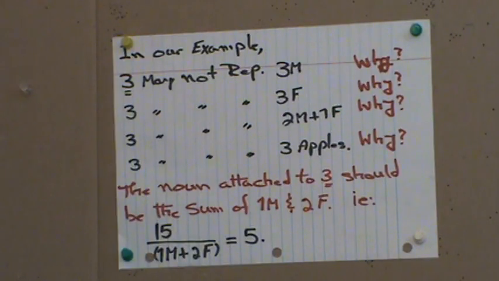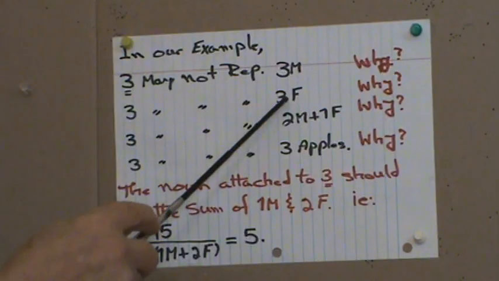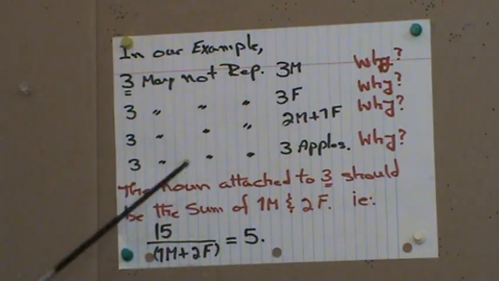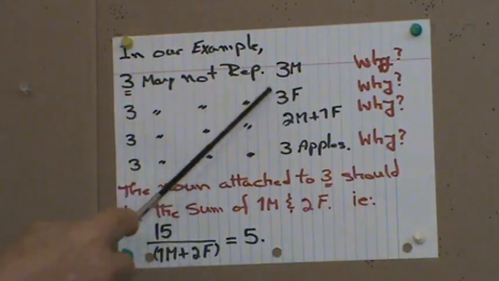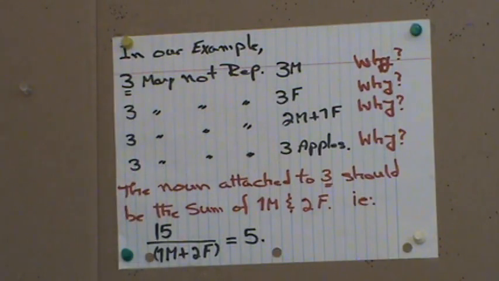So 3 cannot represent 3 male. Now how do we know that 3 does not represent 3 female? Again, exactly the same analogy. It cannot, because in that case all the members of the club would have been female, and again that contradicts the premises in the problem.